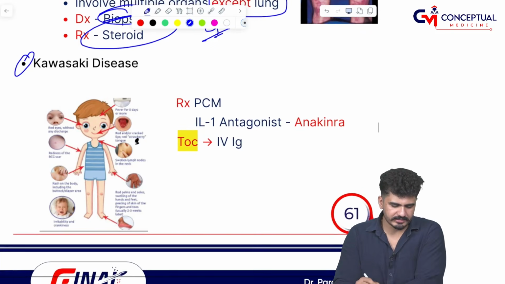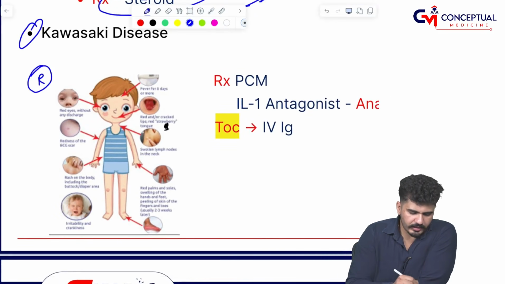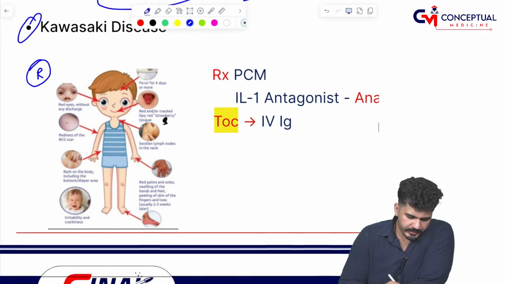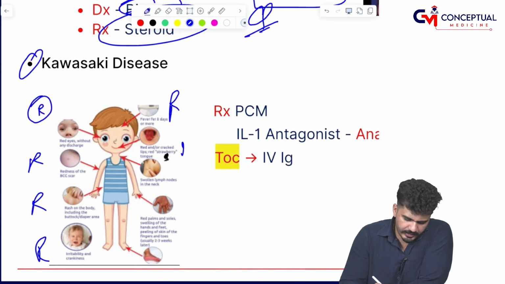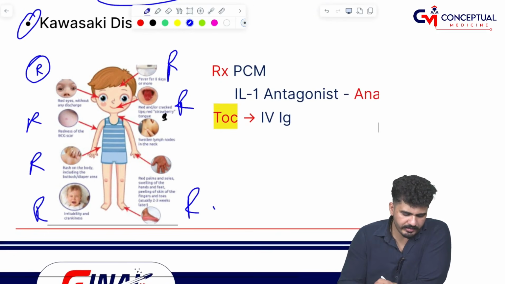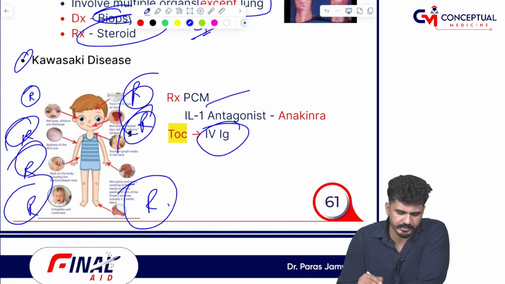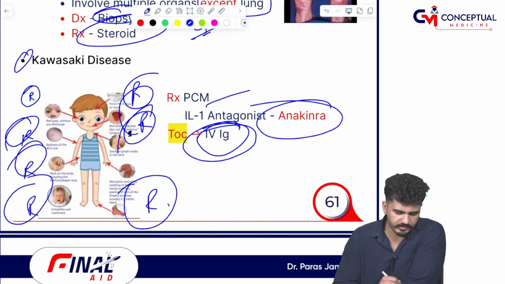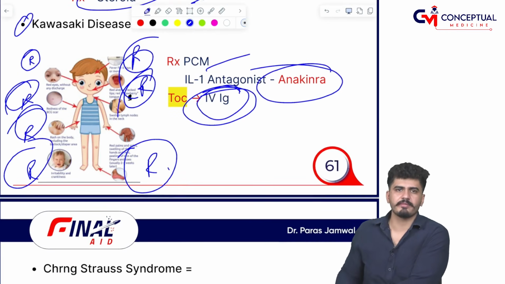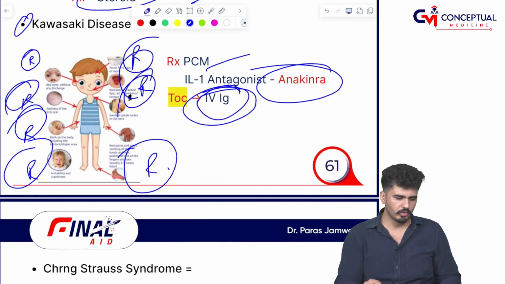Now coming to Kawasaki disease. See, in Kawasaki disease, everything is R. How is this R? Red eyes, redness on the BCG scar, rash, irritability, fever, red tongue, then red palm. So everything is R in the Kawasaki. Treatment is IVIG. Initially we can give PCM and also interleukin-1 antagonist, that is anakinra, drug also works. But if someone is asking you about the treatment of choice in the Kawasaki, your answer is IVIG. So Kawasaki is simple, all Rs, and treatment is IVIG. IV immunoglobulins you have to give.